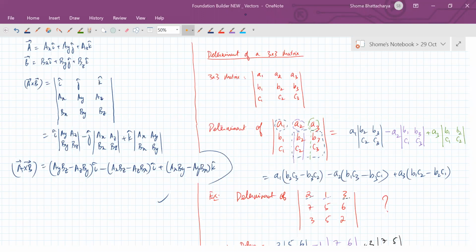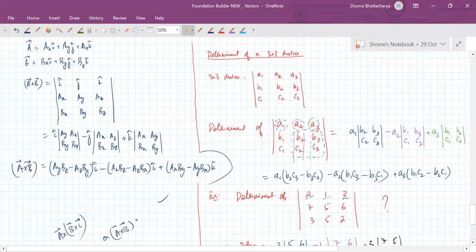If you have an equation like this, there will always be a bracket on two of them. So it will be this or it will be this. You solve this bracket first, and then take the cross product of this one with this. Or in this case, you solve this first and then take the cross product of this with this.